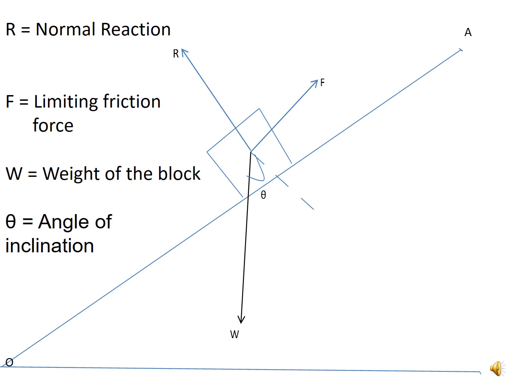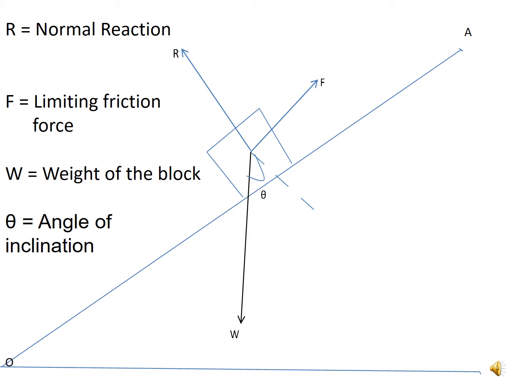We can find an inclined plane with a block moving from point O to point A. Three forces tend to act on the block. One of the forces tends to push the block from point O to point A, and that force is called limiting frictional force. It is called limiting frictional force because friction tends to exist between the block and the plane.